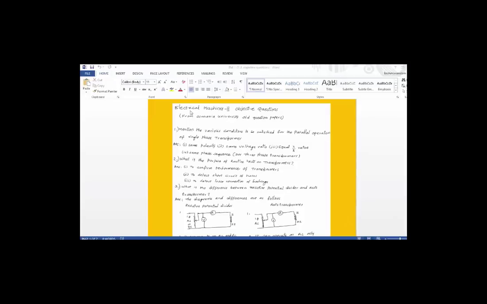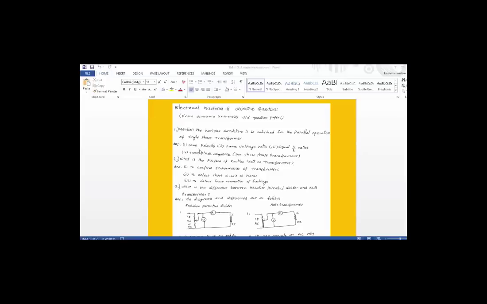Hello everybody. Today we will discuss the electrical machines objective type questions. These questions were given in the old question papers of Osmania University. First question: mention the various conditions to be satisfied for the parallel operation of single phase transformer.